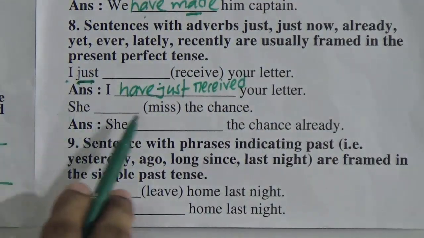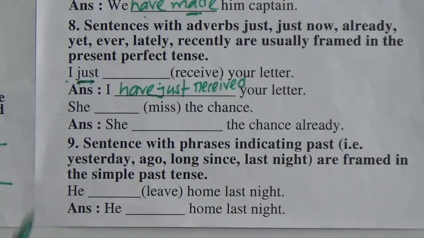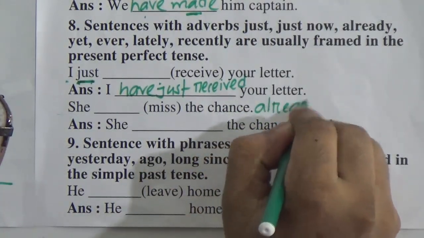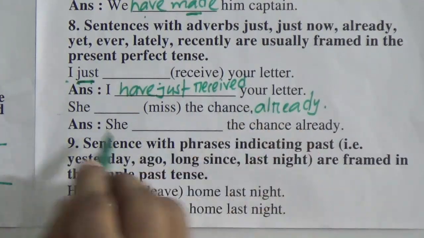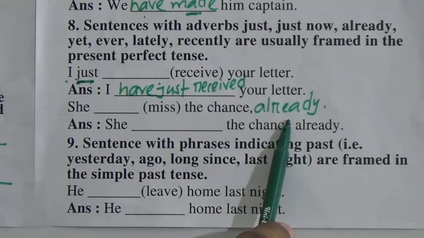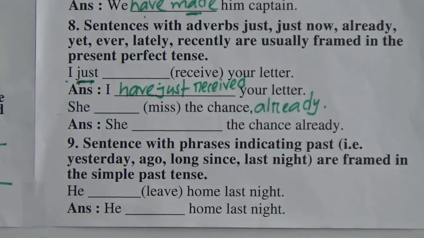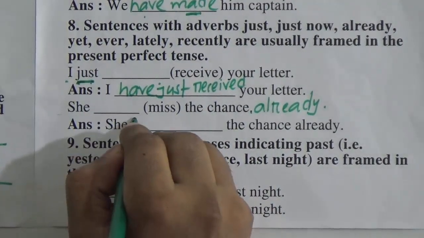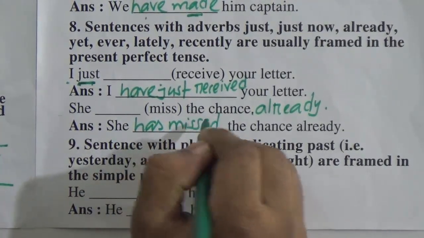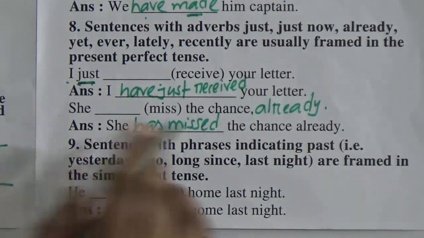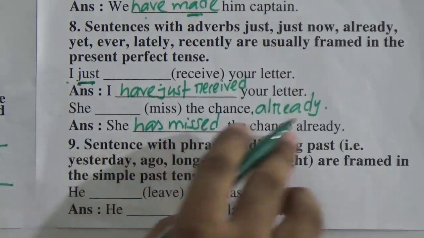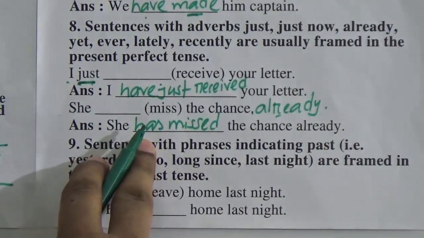Next one, she missed the chance. There is a mistake. The question will be, she missed the chance already. This is the question. So as already is given in the sentence, we have to make it present perfect tense. So she has missed. She has missed. Okay. As already is at the end of the sentence, we do not need to put this word after the subject.